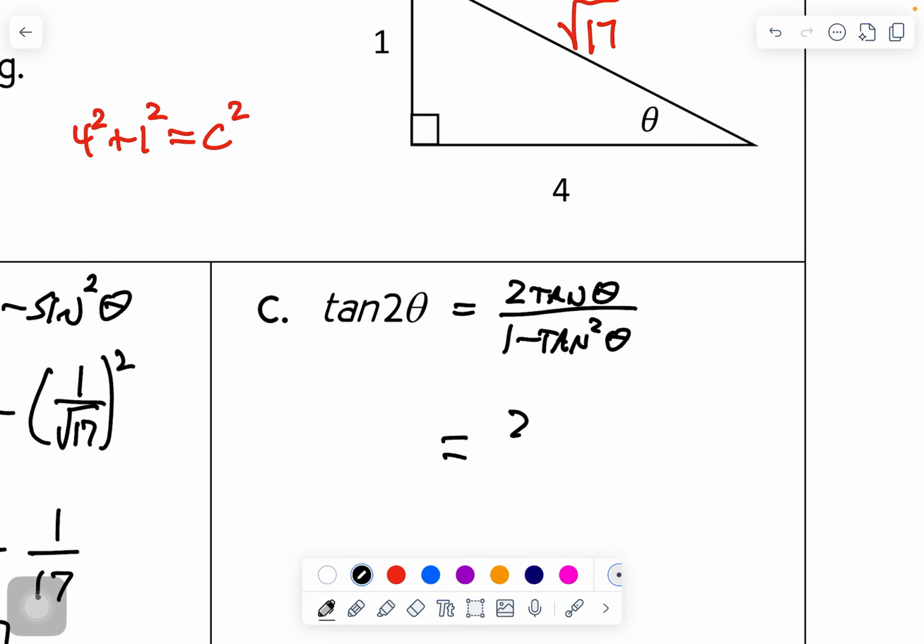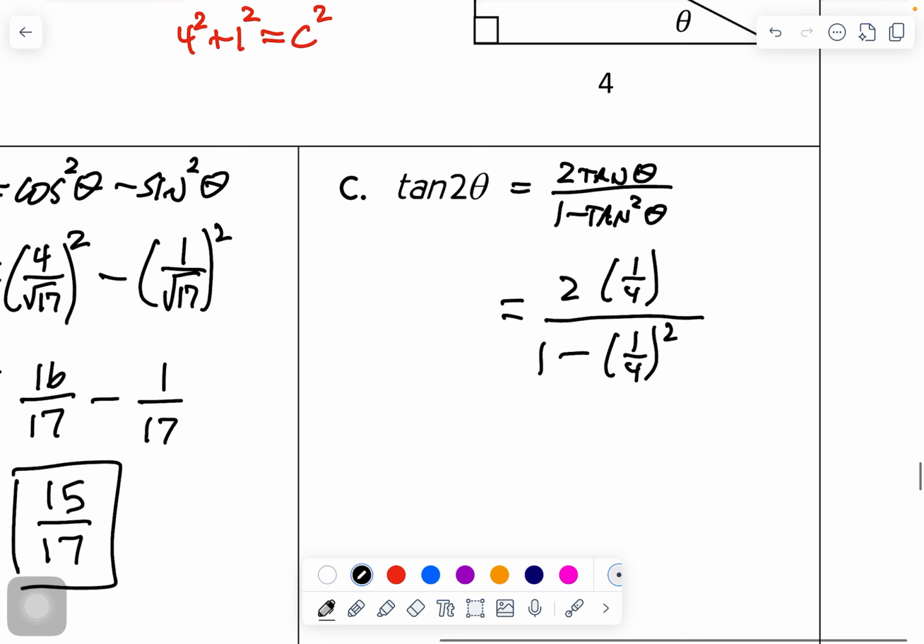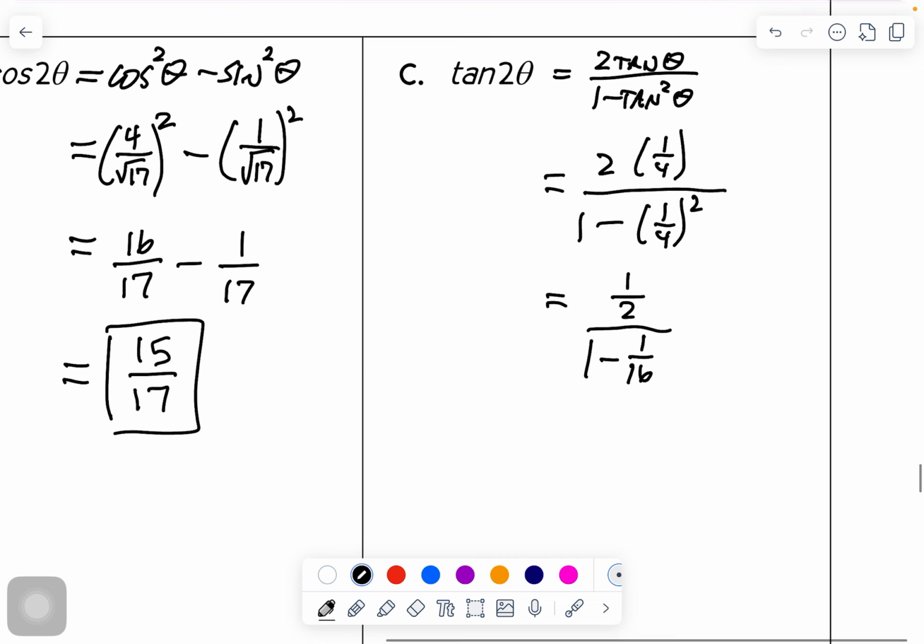So I end up with 2 times 1/4 on top in the numerator, and then 1 minus 1/4 squared in the denominator. So 2 times 1/4 on top is 1/2. And then 1 minus 1/16 on the bottom. Some messy algebra here to get this fixed up, but I would just make that 16/16. So when I subtract, I would end up with 15/16. So this equals 1/2 divided by 15/16.